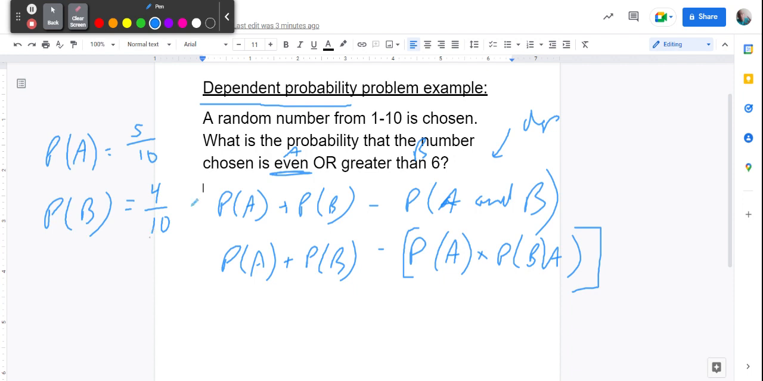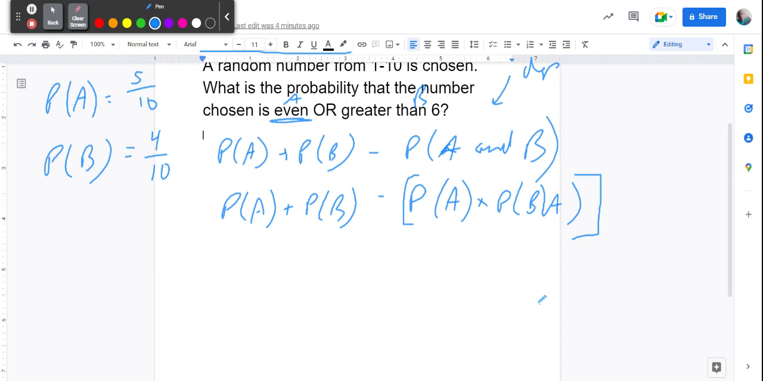Okay, so now what we have to find is the probability of a number greater than 6 given that it's an even number. So how do we do that? Probability of B given A. We have to break that down into the probability of A, which is 5 out of 10, times the probability that the number is greater than 6.